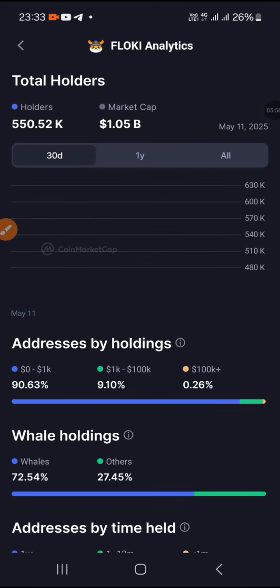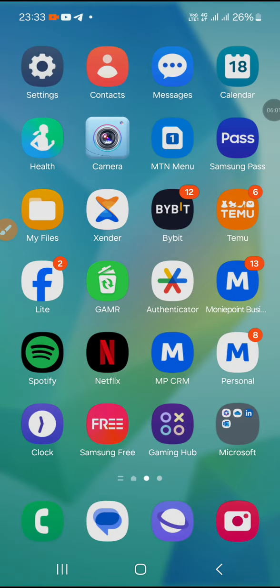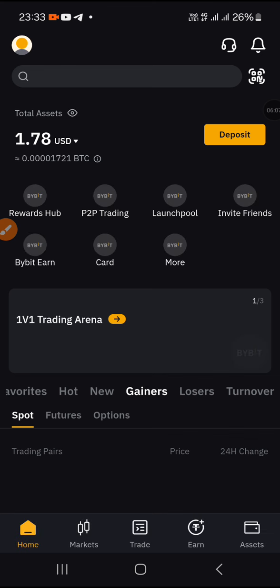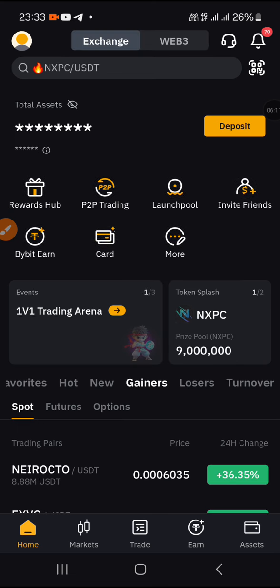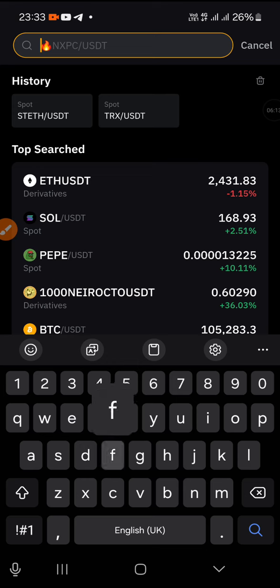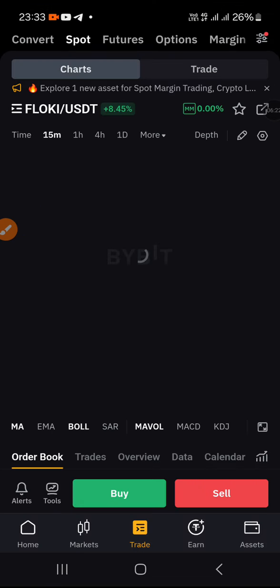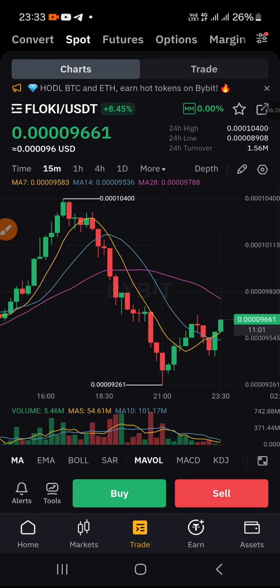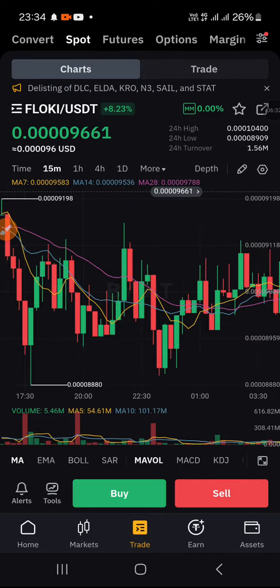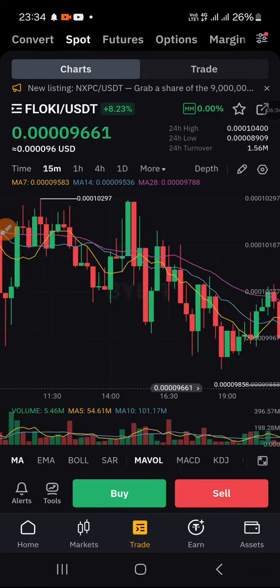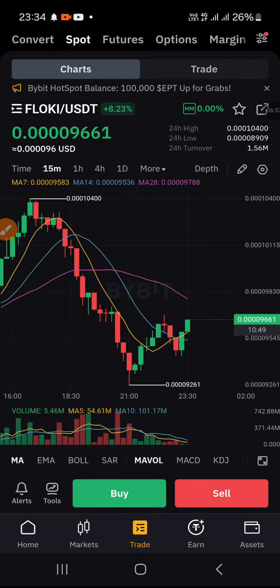So if you want to trade this coin now, all you can do is quickly dive into Bybit or KuCoin or Binance. So in these three places you can get this coin to trade. Come here carefully to search for Floki. You can see how Floki is doing right here. It's a very good coin to invest in, but invest in it wisely and you make your profit.